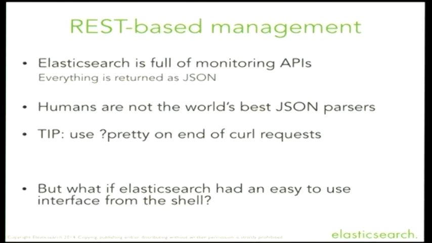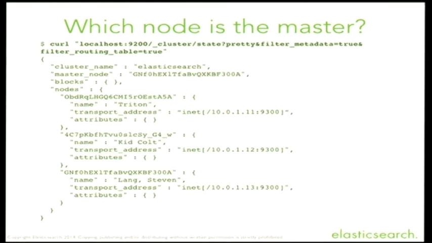So, some cool tools. Elasticsearch is full of APIs, and everything's returned as JSON, but JSON's kind of sucky to read. You can use ?pretty on the end of a request and it'll line feed format stuff, which makes it a bit easier. This is an example, right? We're asking for the cluster state, and if you look at the top here, you've got master node, and that's an ID that Elasticsearch generates.